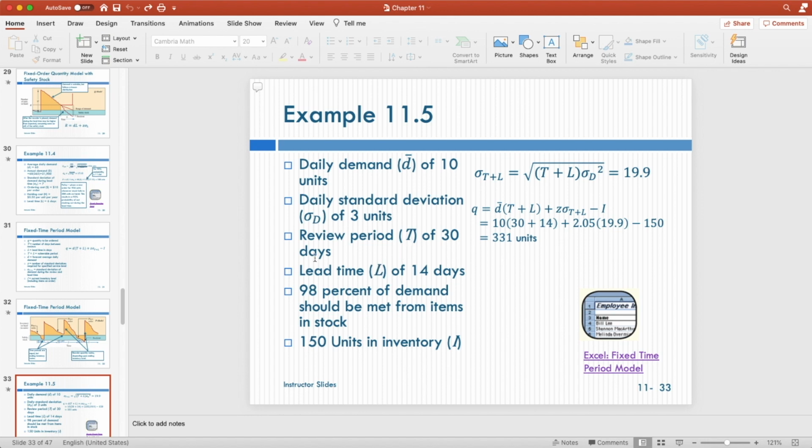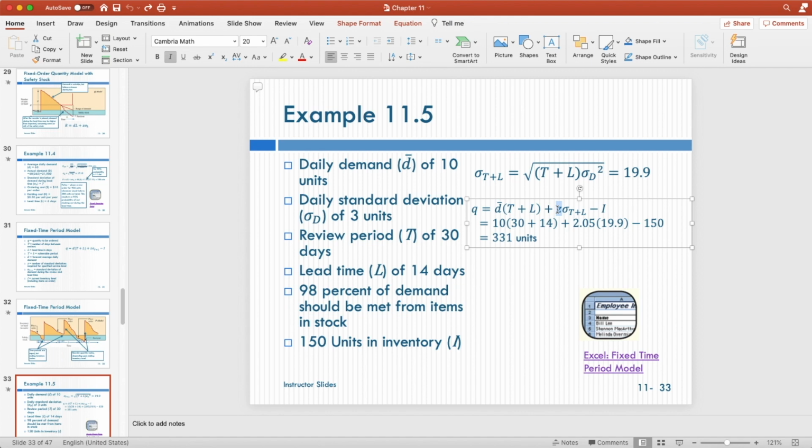Because you need to make sure that the units for the review period and the lead time are the same unit. You cannot use 1 month plus 14 days. That's not making sense, right? You need to use how many days plus how many days. It looks simple, but sometimes people make this kind of mistake. All right, so 10 times 30 plus 14 and plus z.